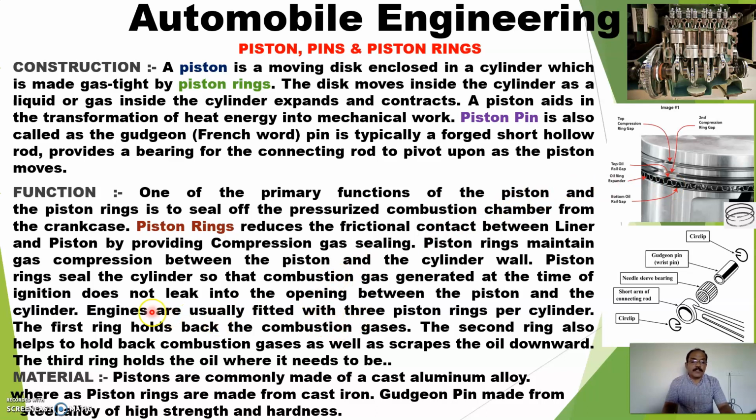Now you can observe here. Engines are usually fitted with 3 piston rings per cylinder. The first ring holds back the combustion gases. The second ring also holds back the combustion gases as well as scrubs the oil downward. The third ring holds the oil where it needs to be, because from the bottom side of the piston, the oil is sprayed, so that during movement there will be lubrication at this spot on the inner side of the sleeve.